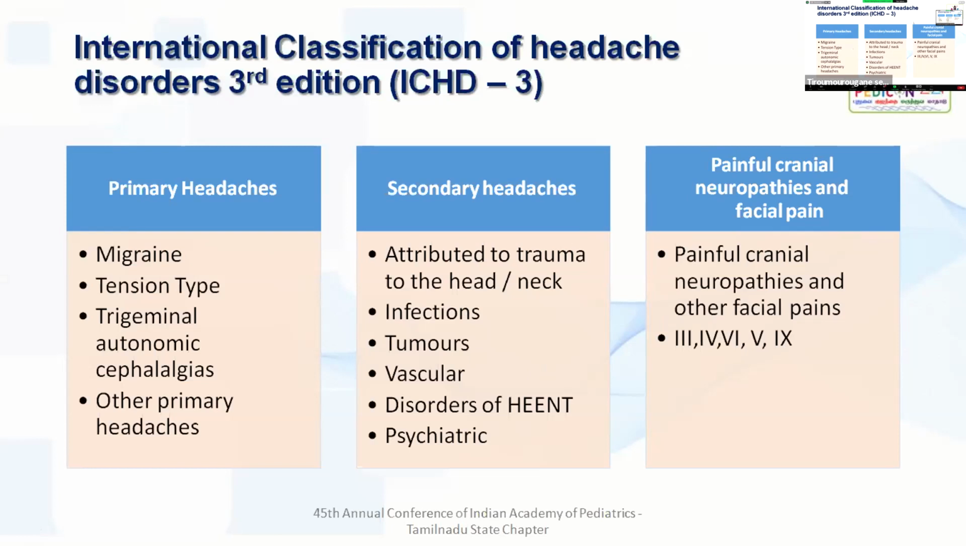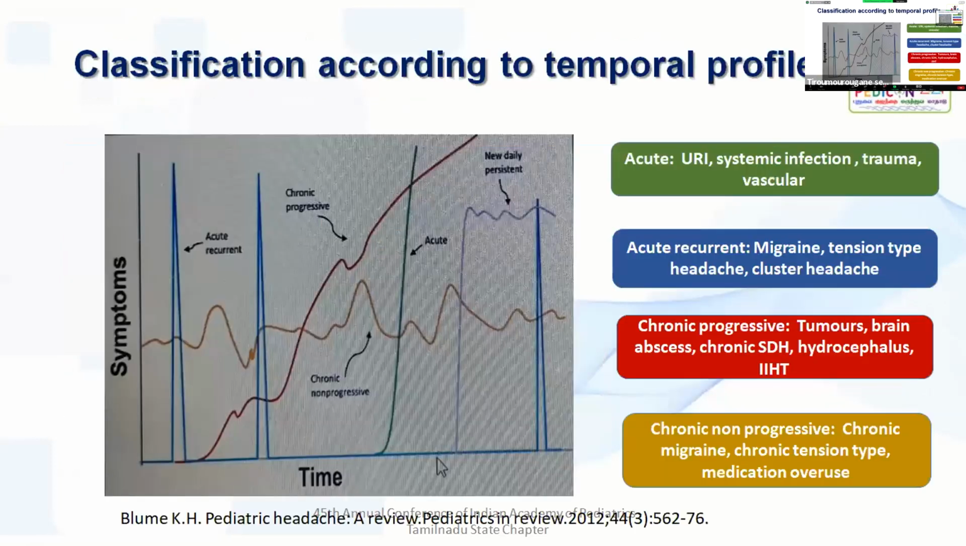According to the temporal pattern, we can classify the headache into acute, acute recurrent, chronic progressive, and chronic non-progressive. Acute headaches, which happen in a day or in a few days, include upper respiratory tract infections, systemic illnesses, trauma, and vascular insult. Acute intermittent headaches are all your episodic headaches due to primary causes like migraine, tension type, and cluster headache. The chronic progressive type is due to any underlying space-occupying lesion, idiopathic intracranial hypertension, or hydrocephalus. Whereas under chronic non-progressive headache, we have chronic variants of primary headache, like chronic migraine, chronic tension type, and medication overuse headache.